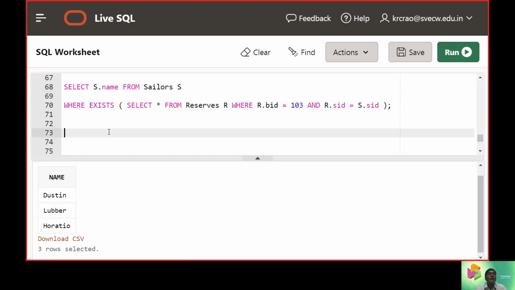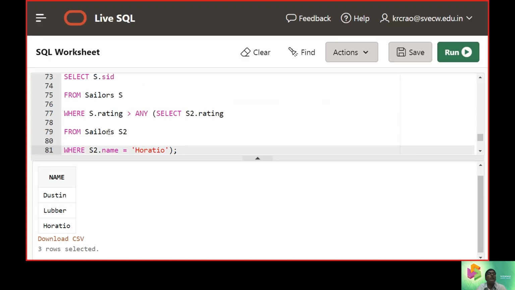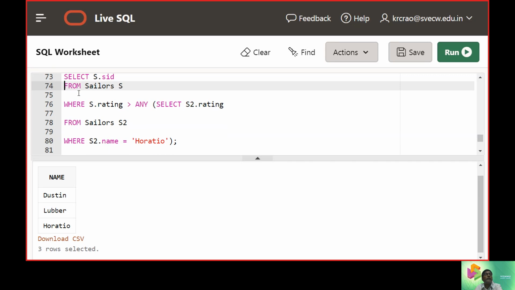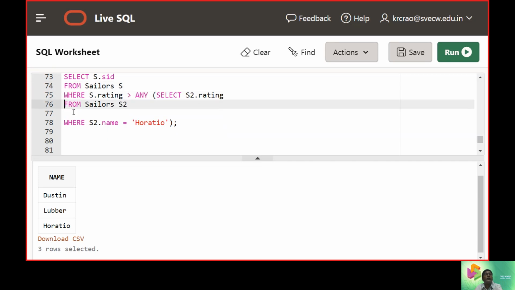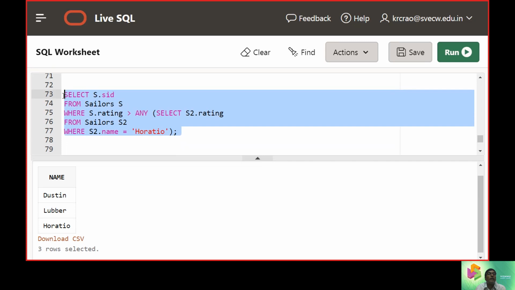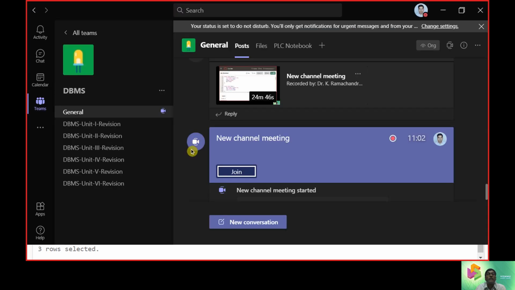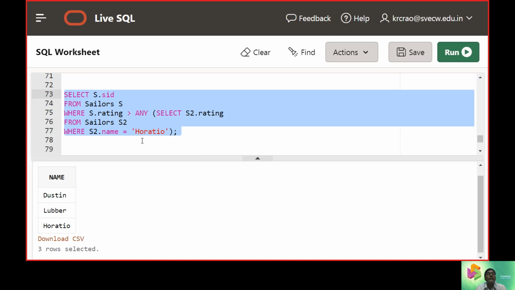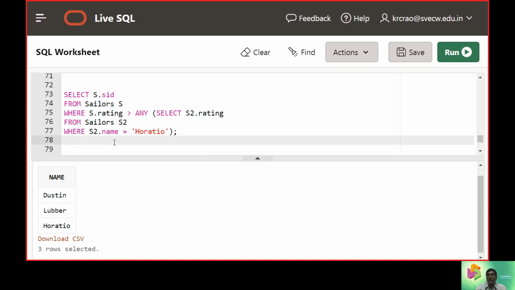Move to the SQL part. So SQL editor, online SQL, live SQL editor. So now this is the outer query up to greater than any. We are using the set operator. Any we are going to call here as a set operator.